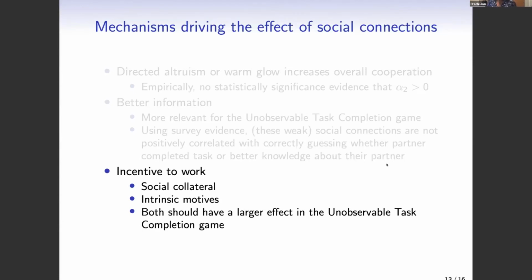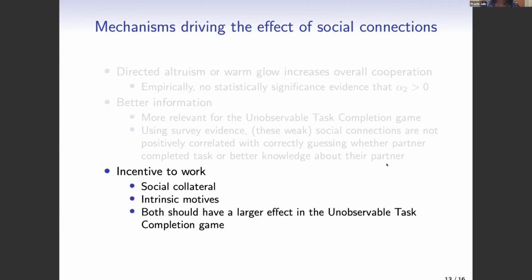The third channel is kind of combining the other two, and I'm calling it the incentive to work. This is the idea that social collateral and intrinsic motivations create some sort of extra reason for me to work hard when imperfect monitoring is present, right? The idea with social collateral is that if my partner thinks that I've deviated from the contract and that's why I got low income, I fear social sanctions, or I fear that they're going to cut off our relationship. As a result, I'm going to work harder in this unobservable game.